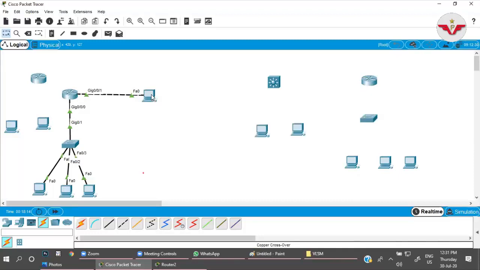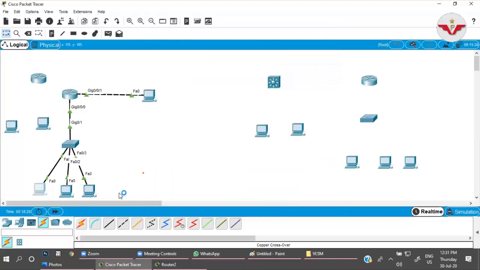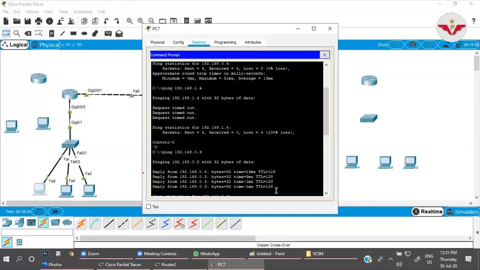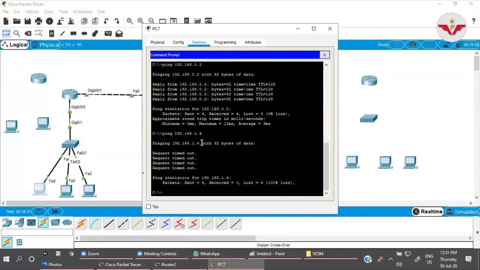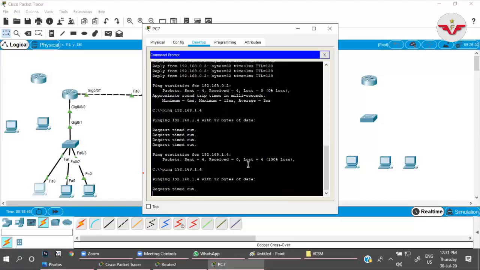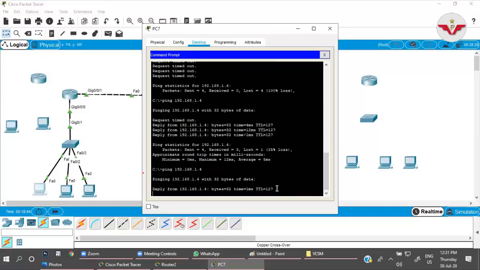So I have given the default gateway here, 1.10. Now just try to communicate and see if it's working or not. Look here. Right now I was trying to communicate with 1.4, but the packet was getting dropped: request timeout. After giving the default gateway to each PC, let me try to communicate again, and it should work now. It's working now. Done.